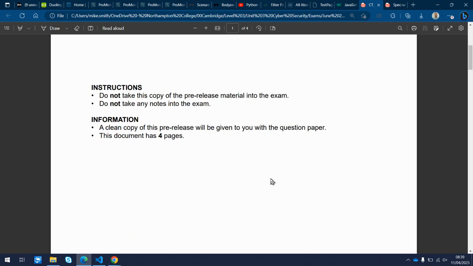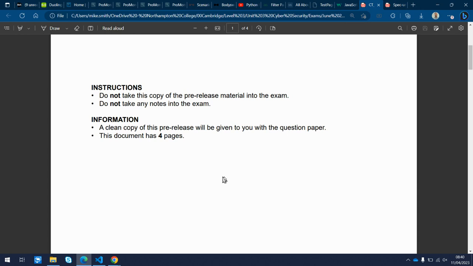You can do whatever you like with the pre-release material that has been made available to you. You can revise from it. You can use it to make links with the specification. You can write all over it. You can highlight it. You can do whatever you want with it, but you can't take it into the exam with you. So it's to prepare you. When you arrive in the exam room on the day, you will be given a nice, clean copy of this pre-release material along with a copy of the exam paper.